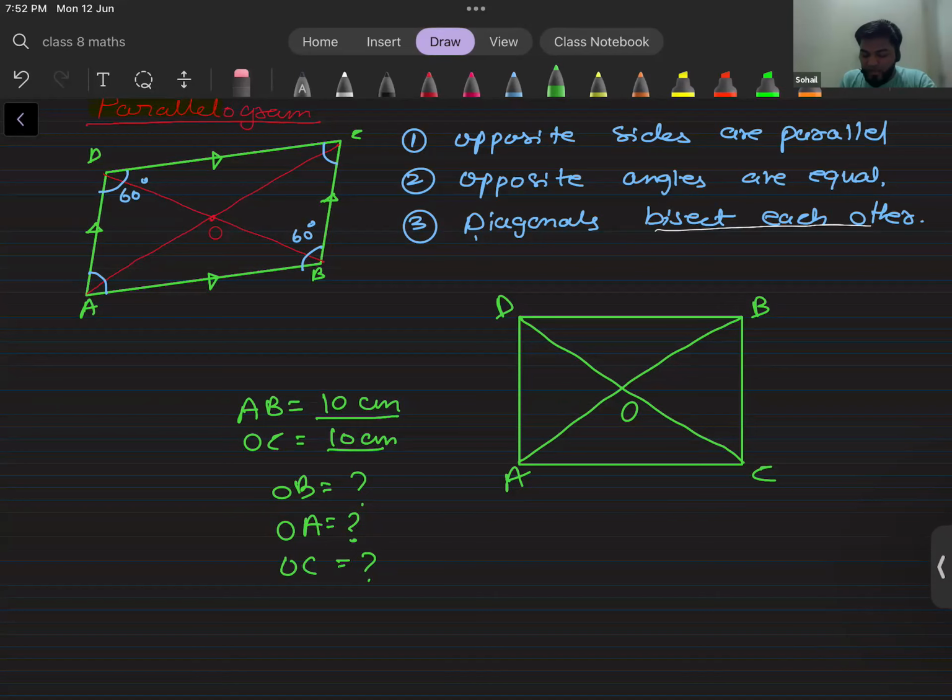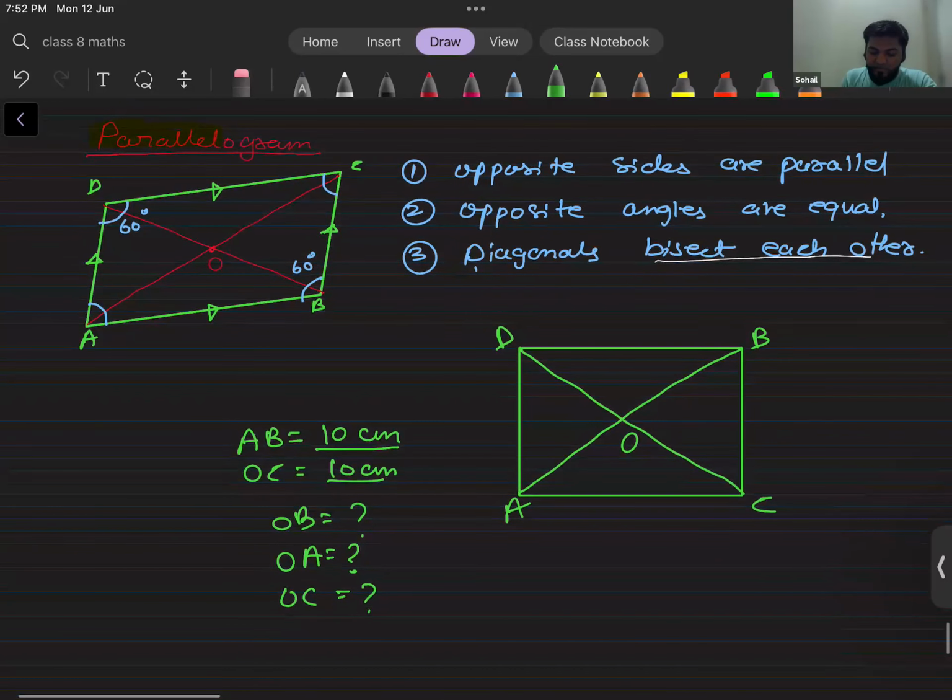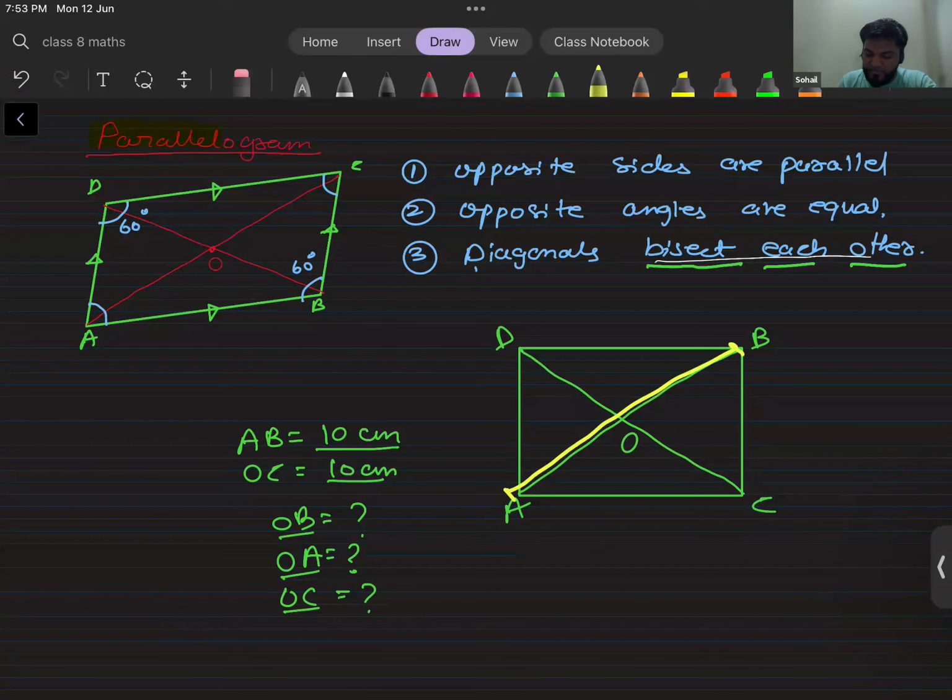Arhan, you getting it? As I told you guys, in parallelograms, diagonals bisect each other, that is, they divide each other into equal halves. So what is the length of OC, OB, OA going to be here? The complete length is 10 centimeter, guys. So the half length is going to be 5 and 5 centimeter each here, because the diagonals bisect each other into equal halves. Right?